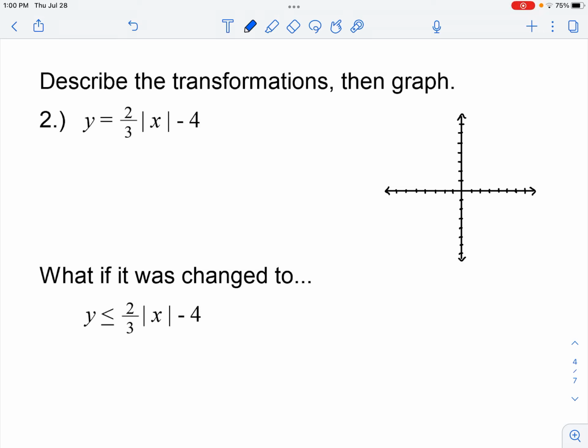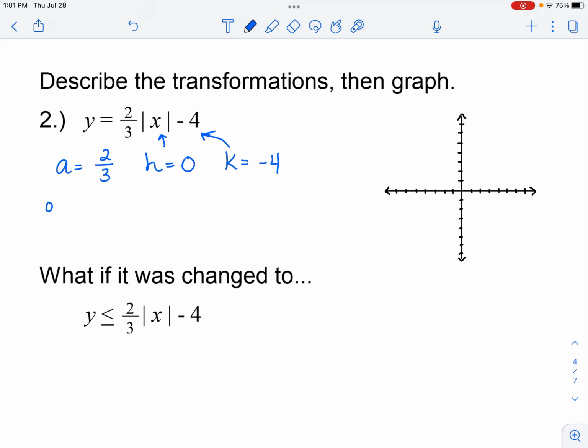Now let's take a look at problem number 2. Again, we want to describe the transformations and then graph. Here I'm going to identify my a value, which is the number in front of the absolute value, positive 2/3. My h value is in here with the x, but there's nothing there, so h is 0, so no horizontal shift. And then my k is equal to the number after the absolute value, which in this case is -4.